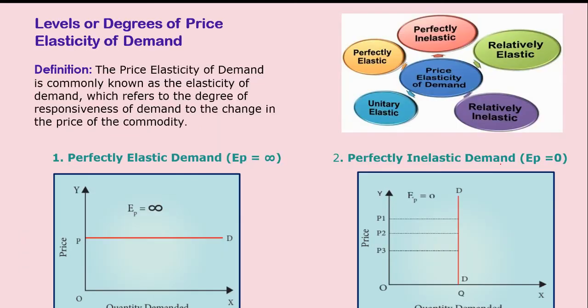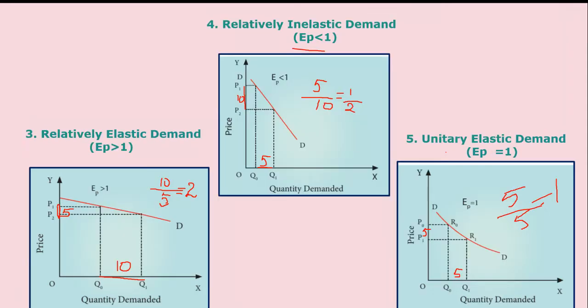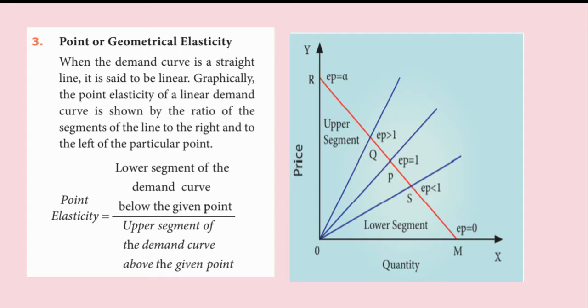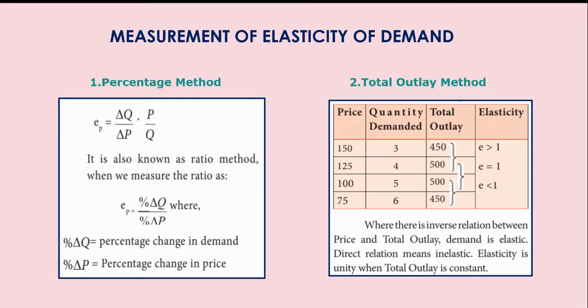1. So levels or degrees of price elasticity of demand are measured in 5 ways: perfectly elastic demand, perfectly inelastic demand, relatively elastic demand, relatively inelastic demand, and unitary elastic demand. Next, let us go on to measurement of elasticity of demand. So how can the elasticity of demand be measured? It can be measured under 3 heads: percentage method, total outlay method, and point or geometrical elasticity method.